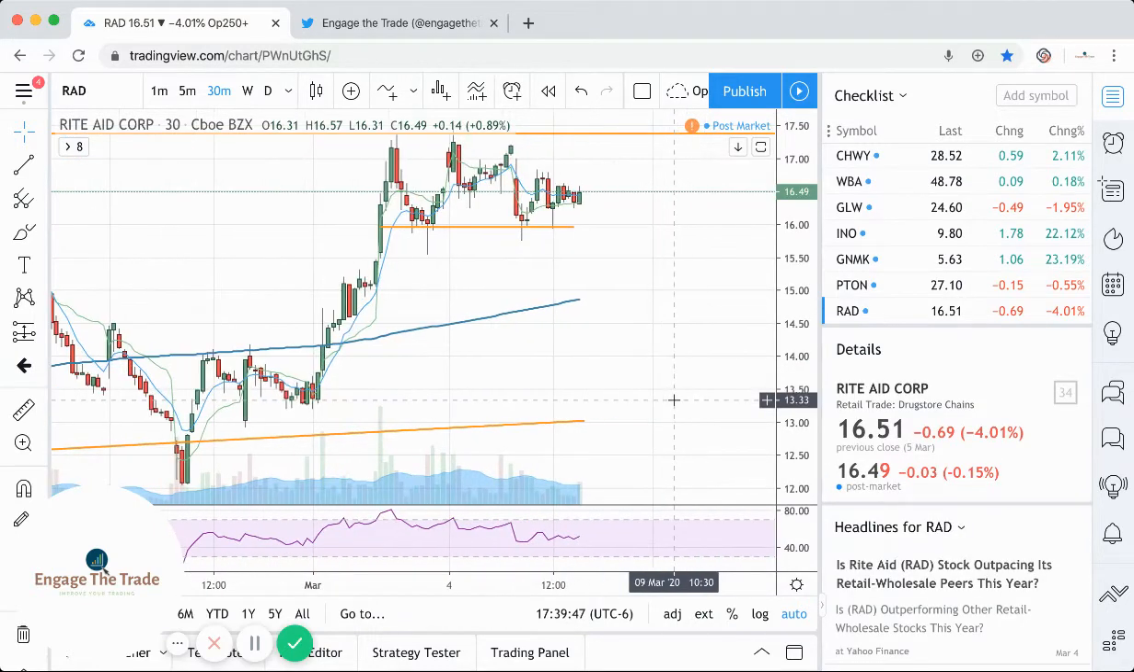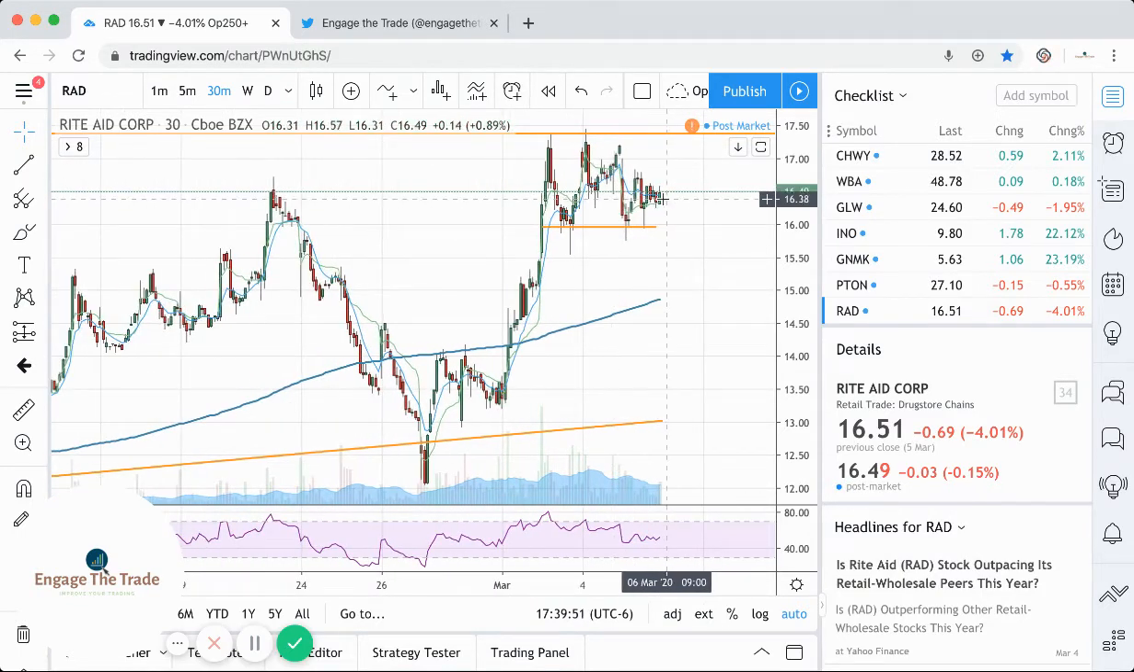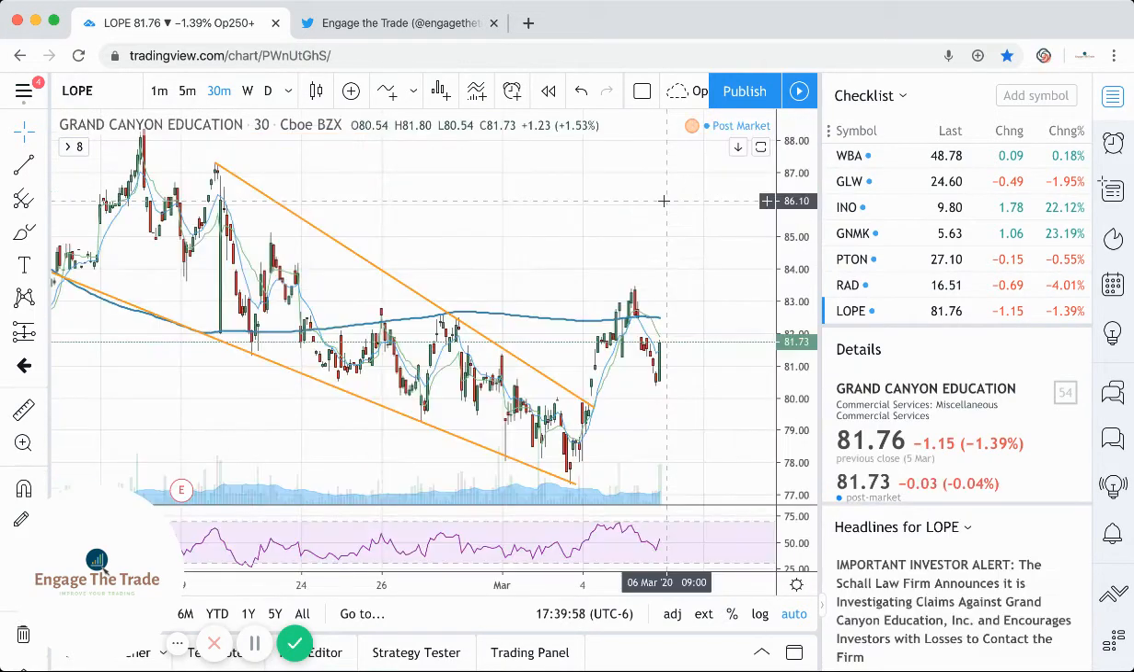And then RAD, great coronavirus play. I got a call in that. Would have been good to do strangle, but I decided to just get a far out lotto call, super cheap. Grand Canyon broke out of the falling wedge and retesting.